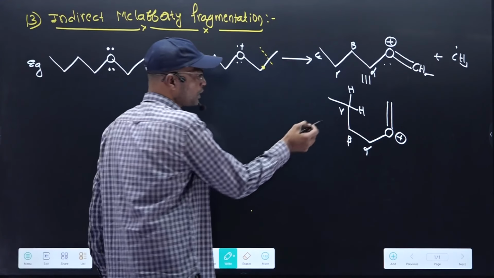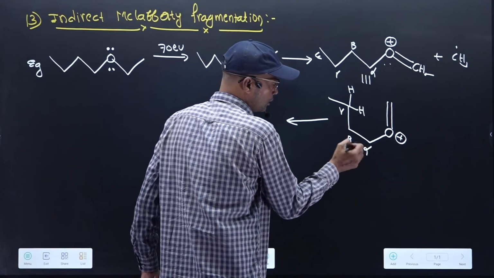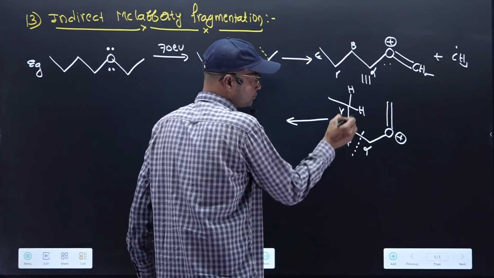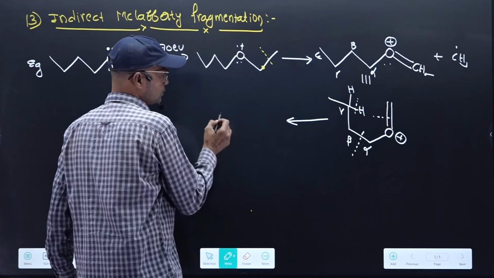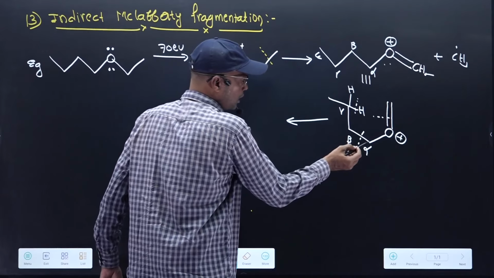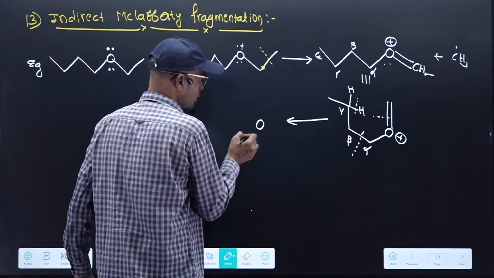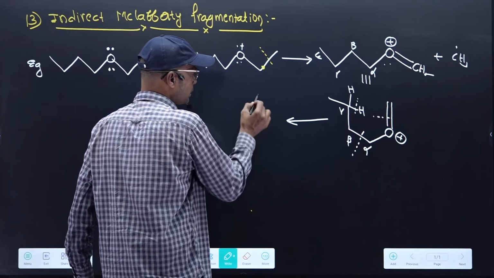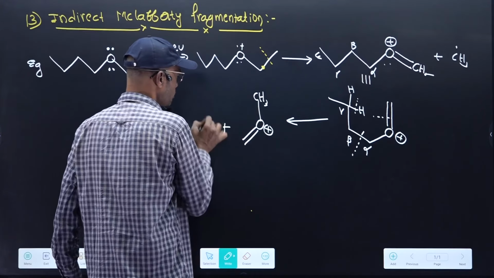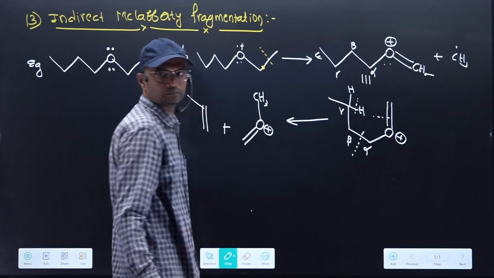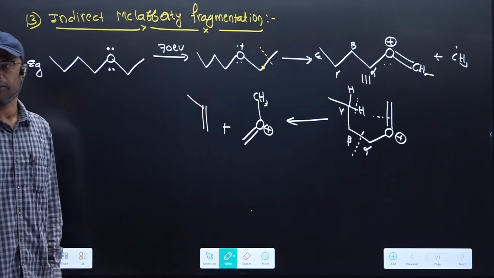So what is McLafferty right now? How to do it? Break the bond between alpha and beta. Now break here, break here. Can you write the answer? The carbon-oxygen carries a double bond, and this carbon carries CH3, and here is the positive charge. What is removed here? The double bond outside is removed. This is called indirect McLafferty.